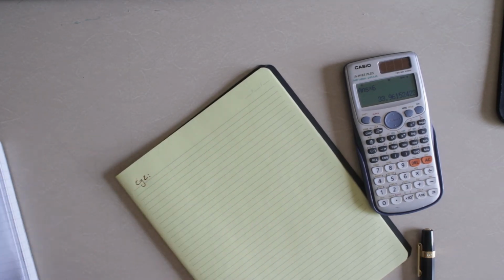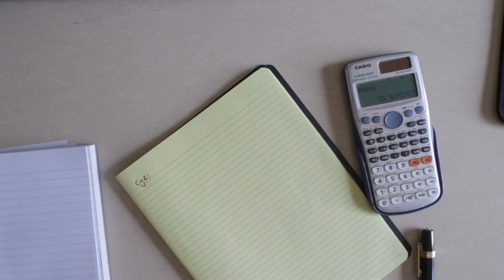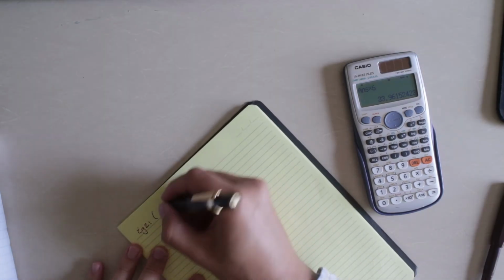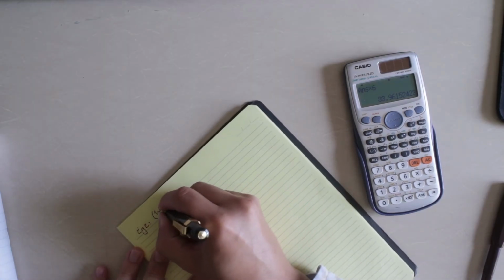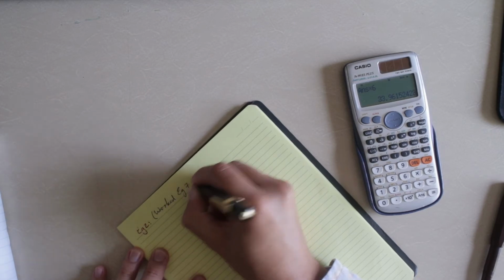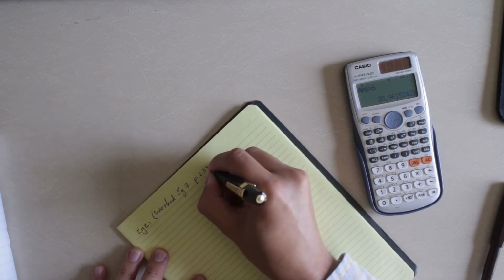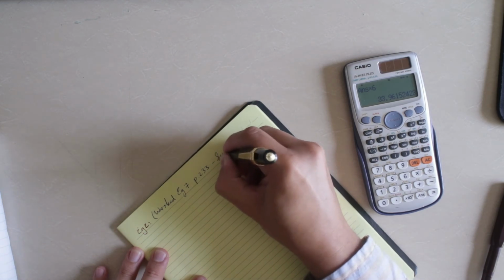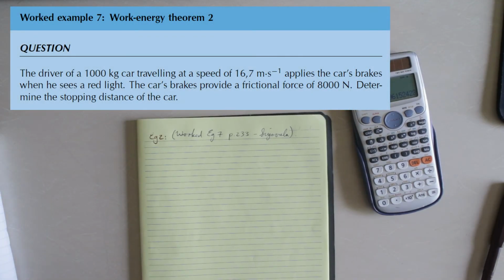Now, this one is taken again from our Siyavula textbook. All right, example 2, this is worked example 7 on page 233 of the Siyavula textbook. It tells us that the driver of a 1,000 kilogram car traveling at a speed of 16.7 meters per second applies the car's brakes when he sees a red light. The car's brakes provide a frictional force of 8,000 newtons. Determine the stopping distance of the car.